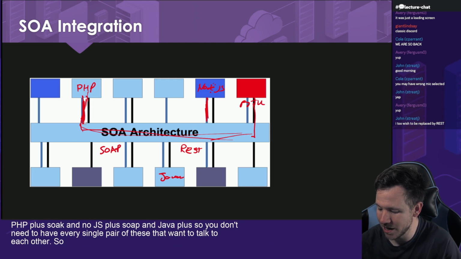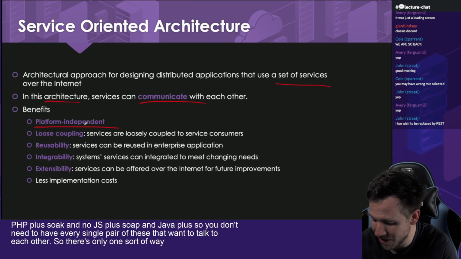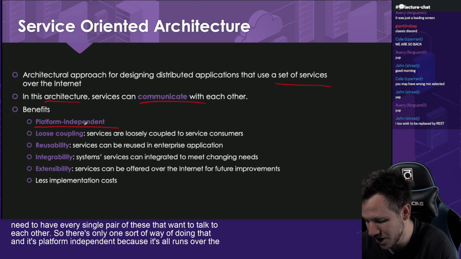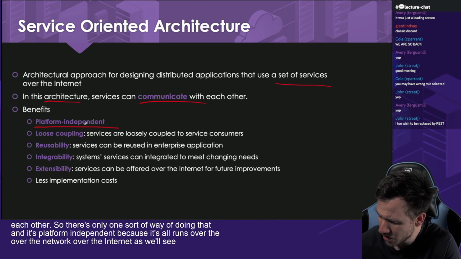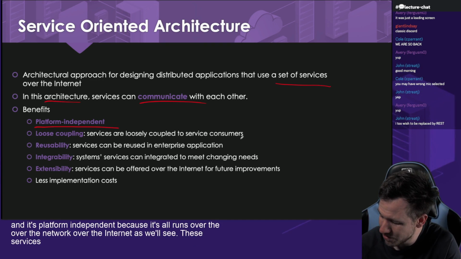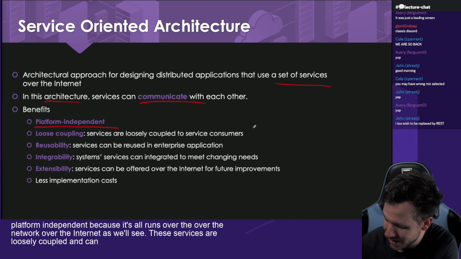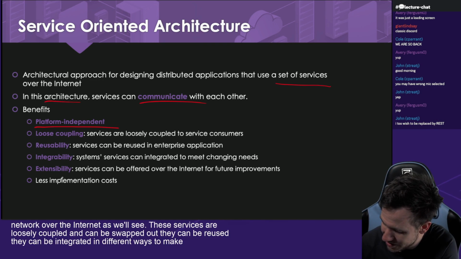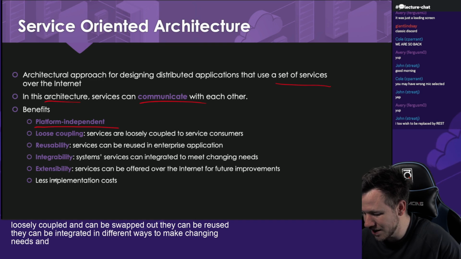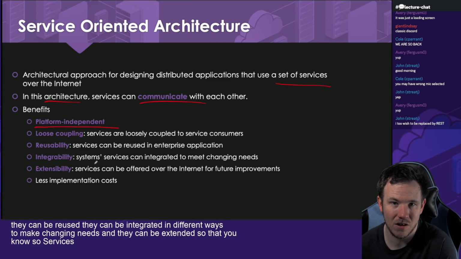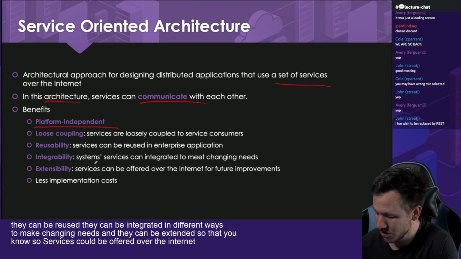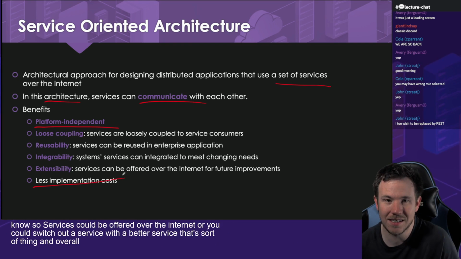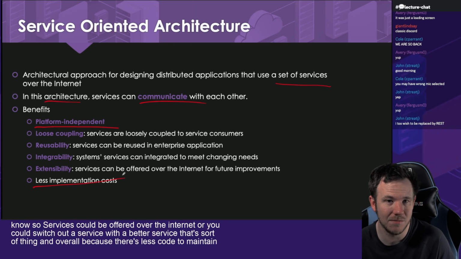So there's only one sort of way of doing that, and it's platform independent because this all runs over the network, over the internet, as we'll see. These services are loosely coupled and can be swapped out. They can be reused. They can be integrated in different ways to meet changing needs, and they can be extended so that services could be offered over the internet, or you could switch out a service with a better service, that sort of thing. And overall, because there's less code to maintain, there's less implementation cost.